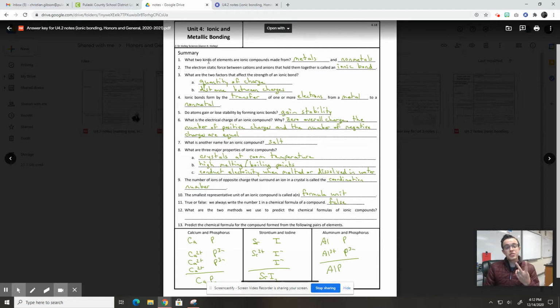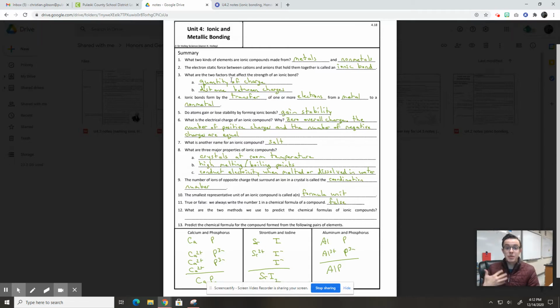And there are 2 factors that tell us how strong that ionic bond could be. It could be the quantity of the charge. So if it has a bigger charge, like a +2, +3 charge, it's going to have a stronger bond, and also the distance between the ions.